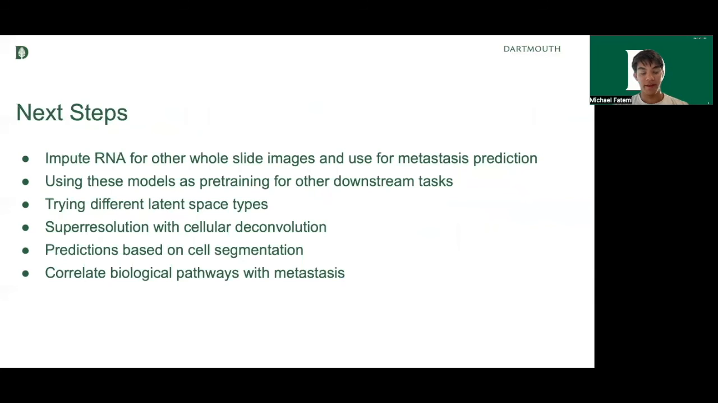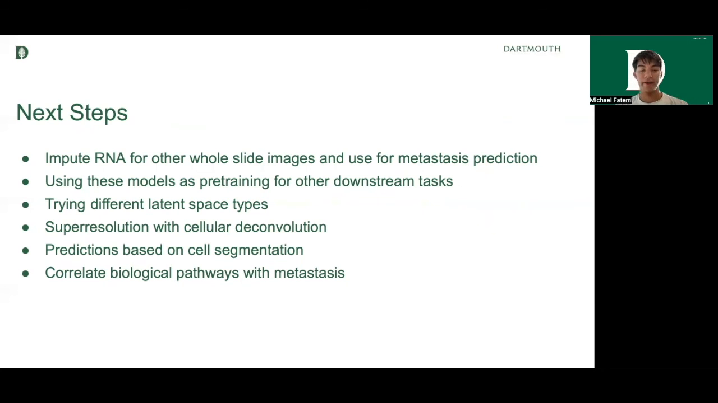So here are some next steps. We want to impute RNA as a form of synthetic data and use it for colon cancer metastasis prediction in the future. Another thing we might want to try is super resolution with cellular deconvolution, in which we assign RNA to specific cells by using known single cell RNA information.